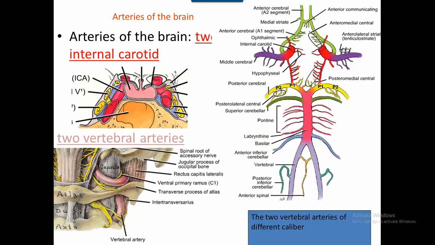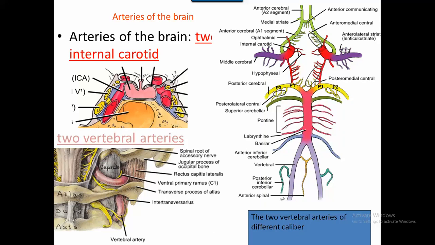Now, the two vertebral arteries come from the subclavian artery. This diagram shows us the vertebral artery going through the transverse foramen of the cervical vertebrae, with the exception of the 7th cervical vertebra, and then entering through the foramen magnum. The two vertebral arteries join each other to form the basilar artery.